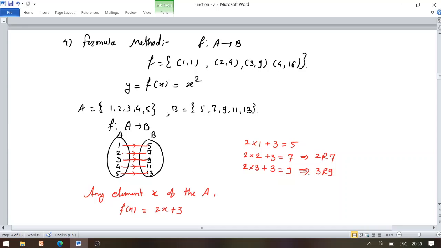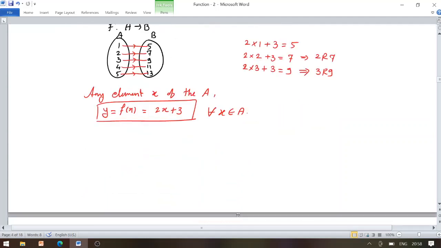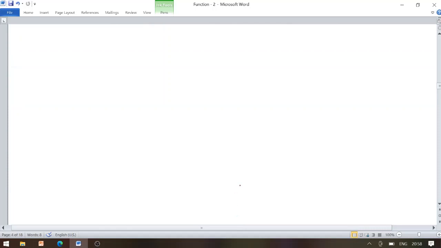So you may denote y equals f of x equals twice x plus 3. This is the formulation of the given function f for all x belonging to the domain, that is A. Now look at the next topic. We have some basic functions. We might discuss a few basic functions during this lecture, and the remaining functions in the next lecture.